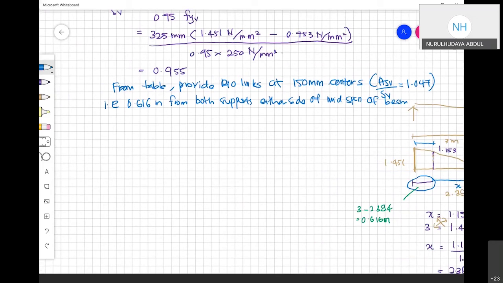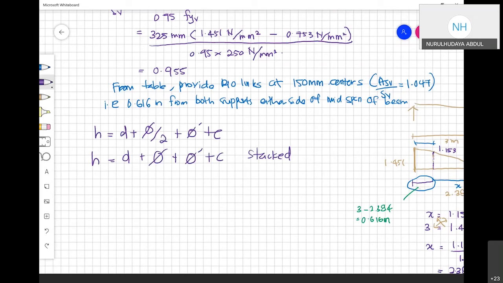Okay. Sebelum kita habis, kita kena kira dulu value of H. Sebab kita nak sketch. So H, we have two formula, which is this formula, or you also have another formula. This one you akan pakai kalau you stack beam, you pakai stacking, stack bar. This one kalau you tak stack.